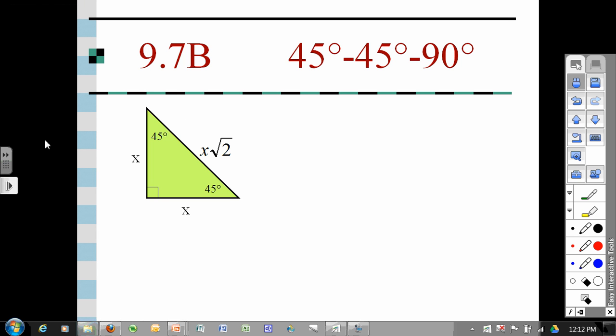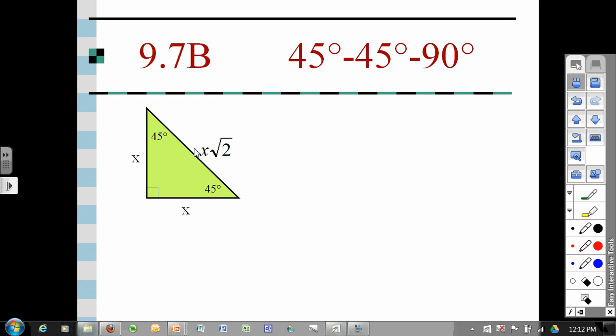All right, so part B of 9.7 is going to deal with our 45-45-90 triangle now, which you can imagine is just half of a square, right? You can kind of see this square piece over here. And because it's half of a square, and because these are both the same measure, by if angles then sides, these two sides should have the same measure. So they're going to both have the length of x.